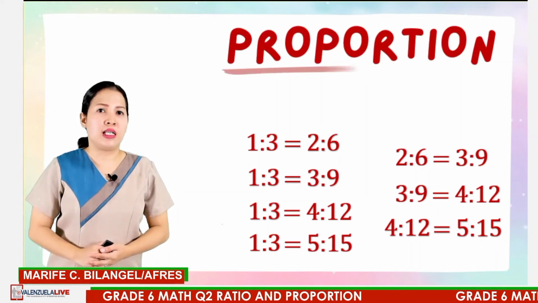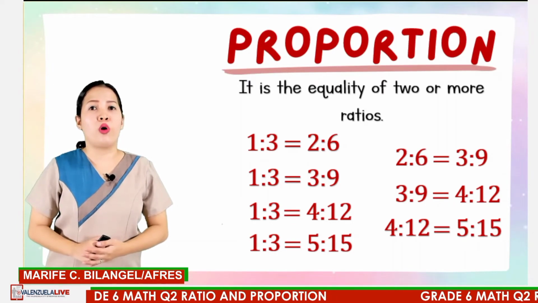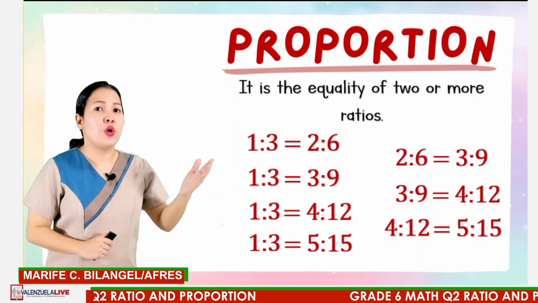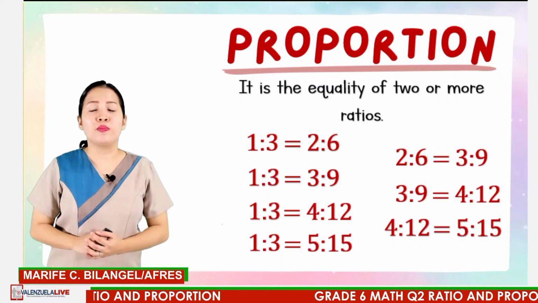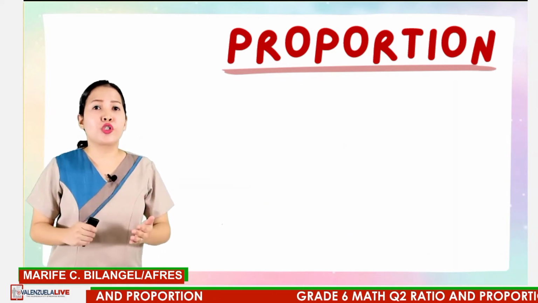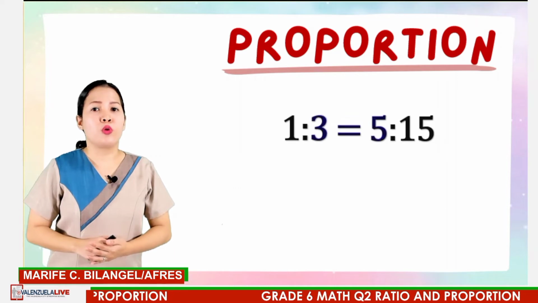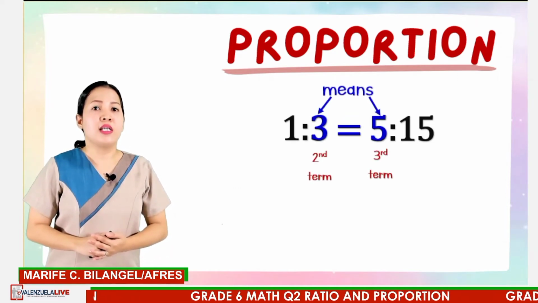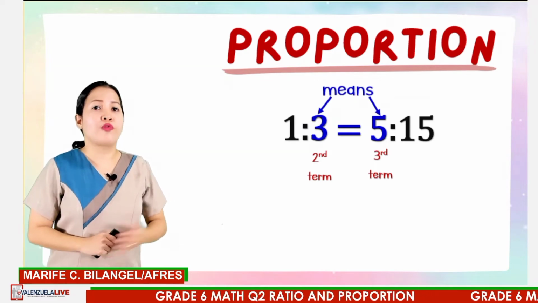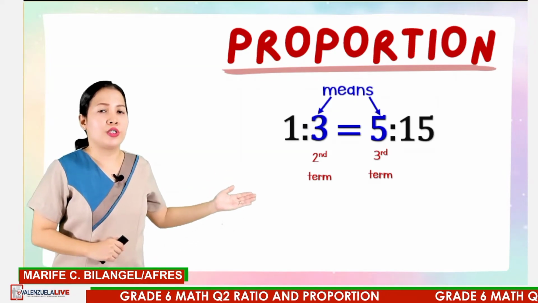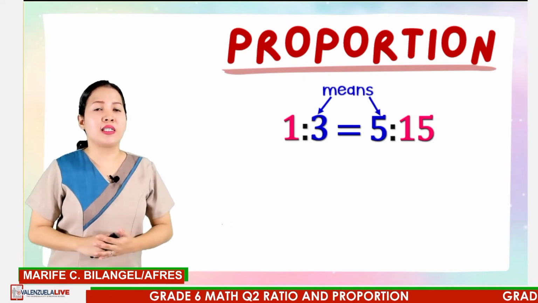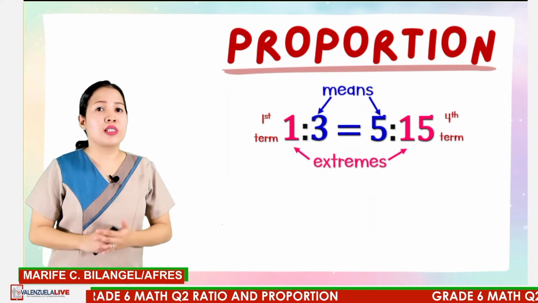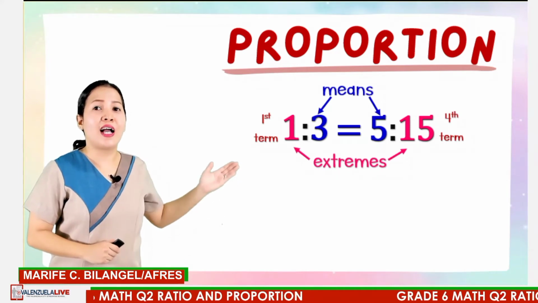This equality of two ratios is what we call proportion. Again, the equality of two or more ratios is what we call proportion. Proportion is composed of two parts. The first part is what we call the means. The means consists of the second term and the third term, while the second part is called the extremes. The extremes consist of the first term and the fourth term.